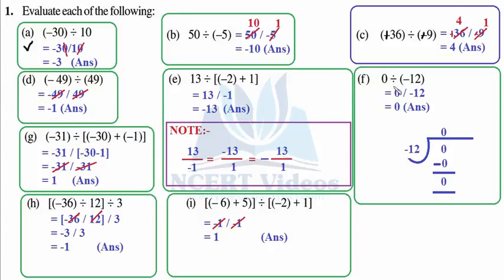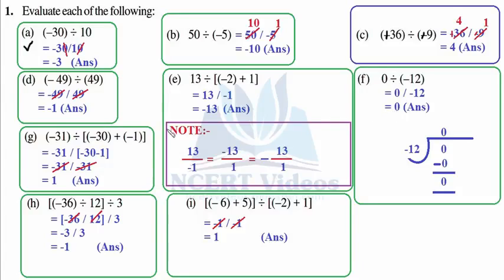F part, 0 divided by minus 12. You don't have to do anything, just put 0, because whenever the numerator is 0, the answer is going to be 0, provided the denominator is not 0. We can do it in long form to make you understand. Put 0 here, minus 12, this is the long way. Minus 12 how many times is 0? We know when we multiply anything with 0, it becomes 0. Therefore we have to multiply it with 0 to get 0. That's why the answer is 0 for the F part.